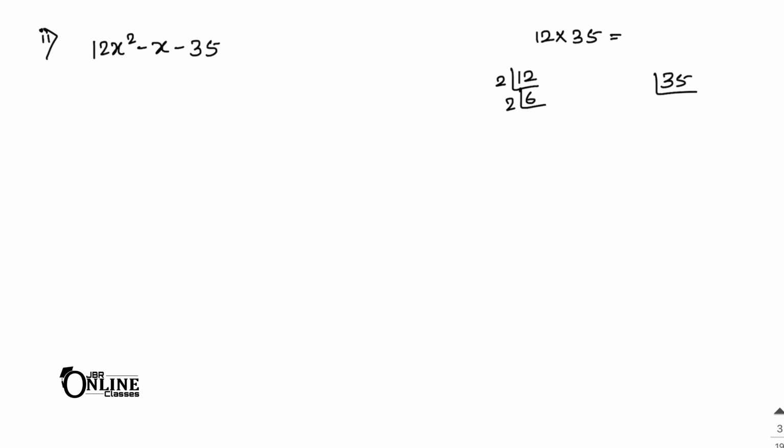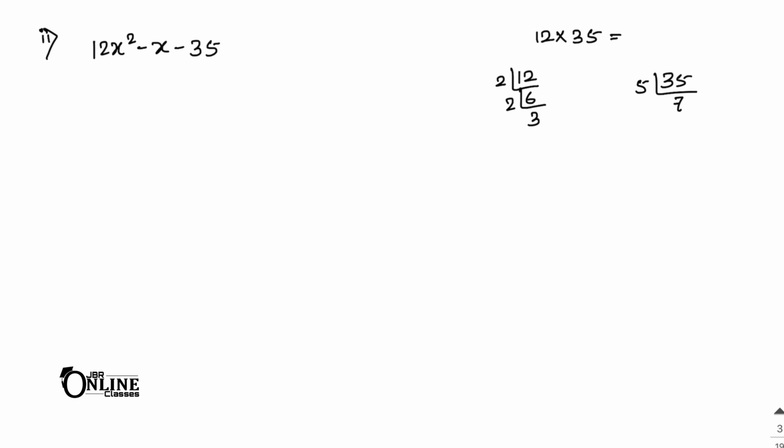Now next, sum number 5 2. Here 12x square minus x minus 35. Either you can multiply 12 into 35 and then factorize the product, or you can factorize 12 and 35 separately. So here 2 6, then again 2 3. Here 5 sevens are 35. So now you have 2, 2, 3 and 5 and 7. You have to make only 1, because here the coefficient of x is 1.